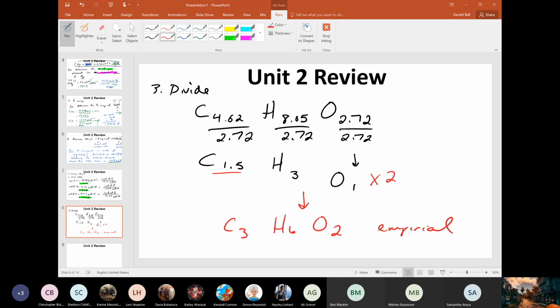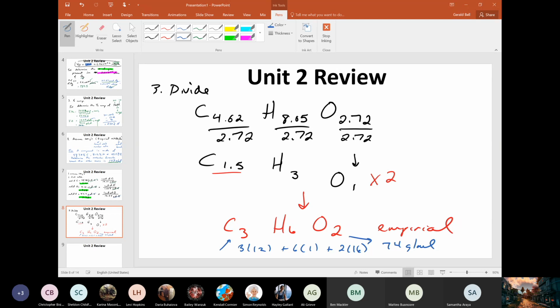Now we do have that 148 that's still kicking around. So what we got to do is figure out what this thing weighs, what the molar mass of this compound is. If you add it up, there's 3 times 12 plus 6 times 1 plus 2 times 16. I'm trying not to be super accurate here. You get about 74 grams per mole. And if you flash back to the question, the molar mass said that it was actually double that, which is good, which means we're on the right track here.